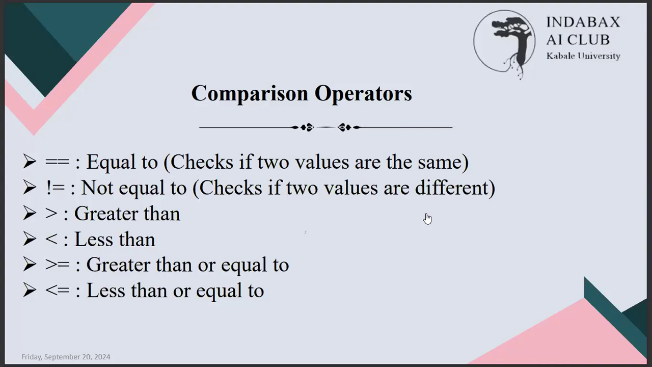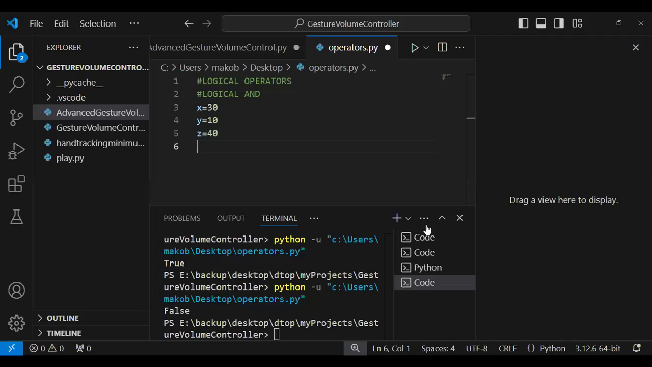Okay, so initially we have been handling one operation at a go. If it is less than, we only handle less than. If it is equal to, we will handle only that. So logical operators help us to handle more than two operations at a go. Using logical and, there is logical or, and there is also logical not. So let's begin with the logical and operator. How do we use the logical and operator? Let's try to see.